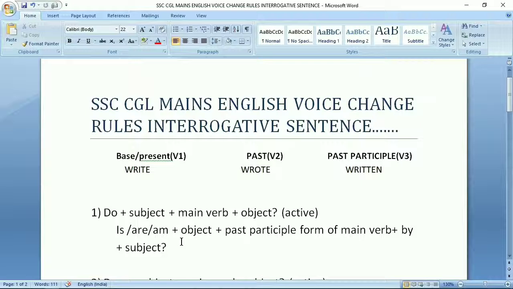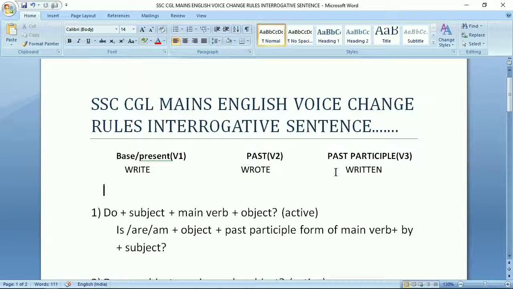So here the title says SSC CGL mains English voice change rules, interrogative sentence. Here you can see the three forms of verbs. The base or present form is called the V1 form of the main verb, that is write. Okay, and when this base or present verb V1 is converted into the past or V2 form, write will be written as wrote. Okay, and the third form is the past participle form, we will call it V3, and that is written.